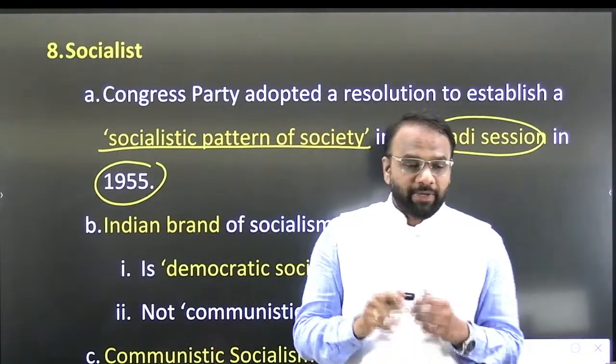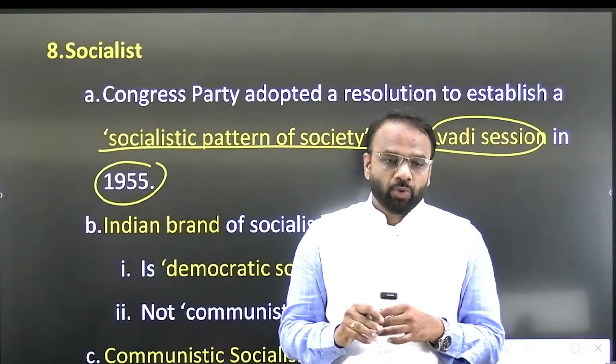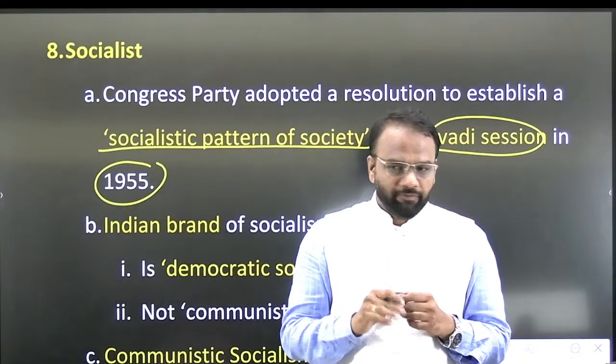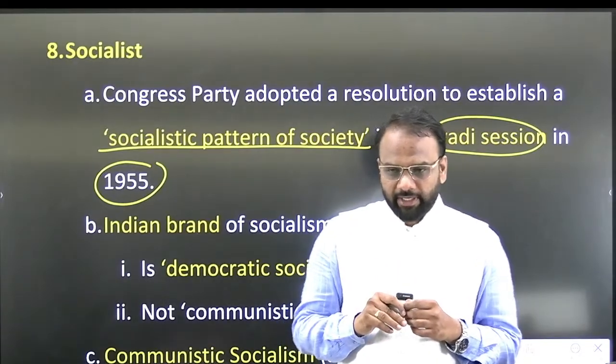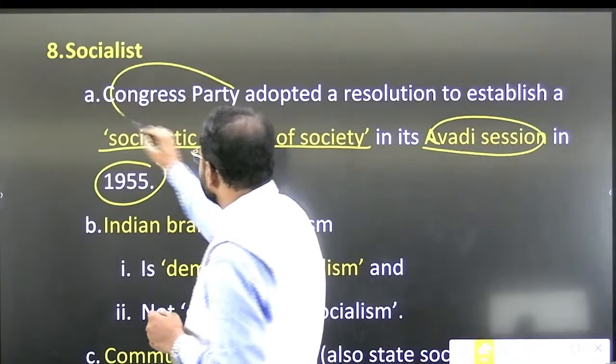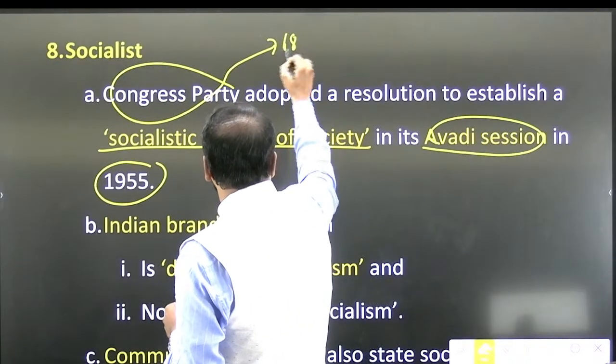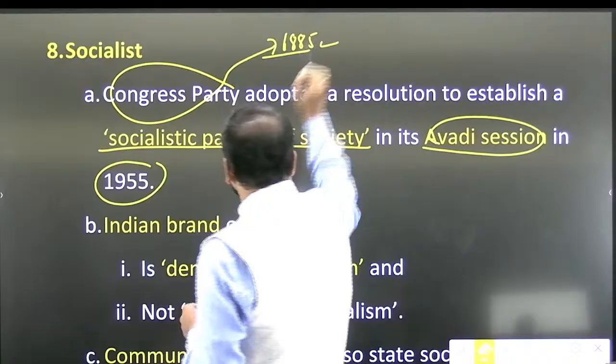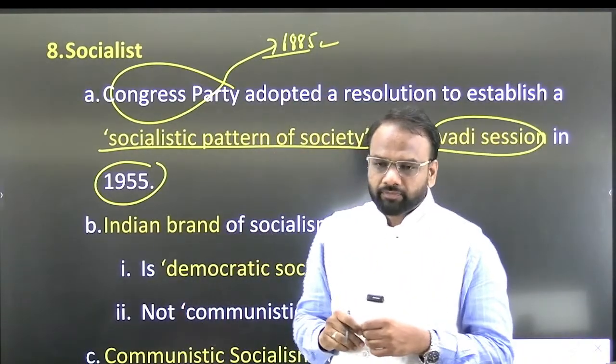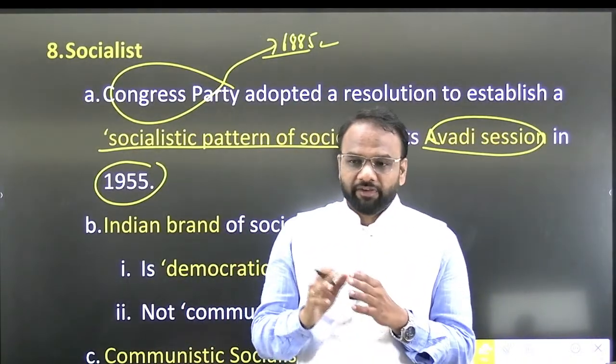So Congress has played a very important role in the independence movement. So while discussing Indian history, we will be discussing it in detail. So Congress party was founded in which year? In 1885. In 1885, Congress was formed. So during the discussion of history, we will discuss in detail.